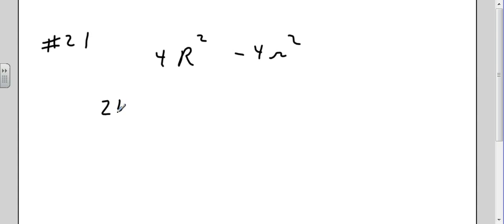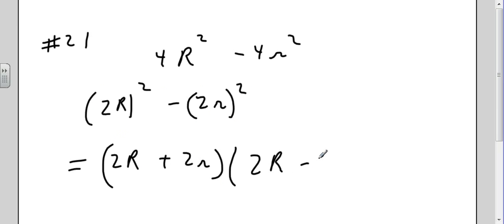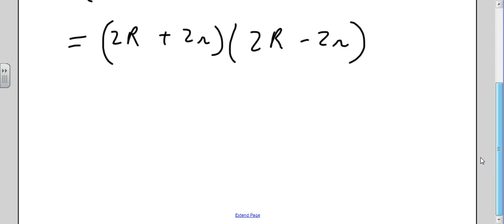So we'll do number 20. No, we won't. We'll do 21. 4 capital R squared minus 4 little r squared. And we say, well, I recognize that as 2 big R squared minus 2 little r squared. So that's going to factor 2R plus 2 little r times 2 big R minus 2 little r. Again, because I'm in the section dealing with the differences of squares, I'm going to first go to that particular idea that I have a difference of squares.